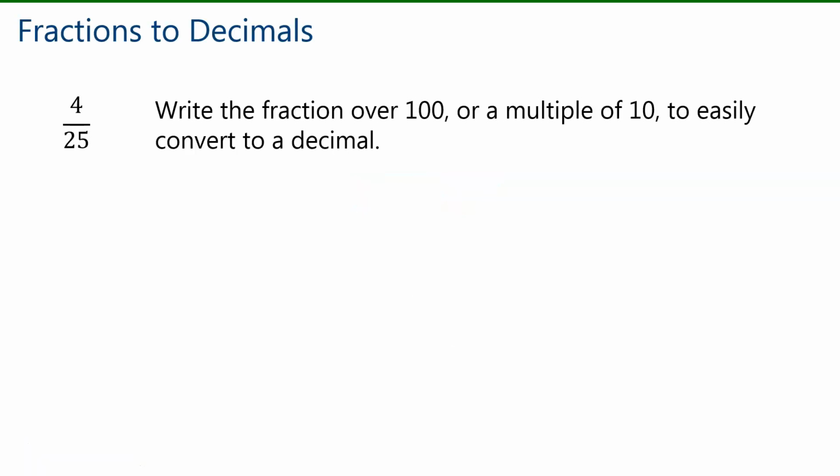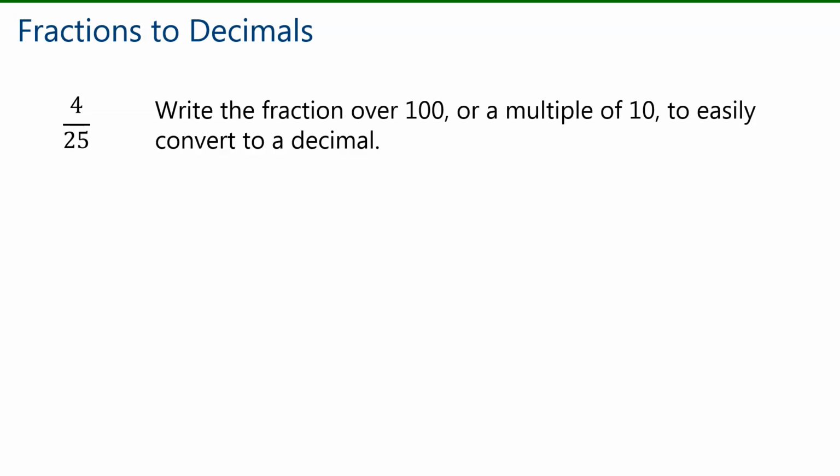Now we briefly already looked at converting some fractions to decimals like 1/2 and 1/4. Now these are common fractions that you should just know. What we need now is a procedure for changing something like 4/25 into a decimal. So one way to do that is to write the fraction over 100 or a multiple of 10, so that we can easily convert to a decimal.